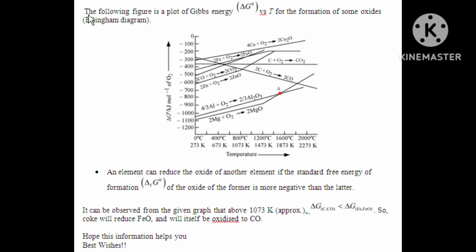Thus the value of delta G becomes more on the negative side. That's why it is easy. Easy means reduction is easy. Reduction becomes easier. This I have told about this problem.